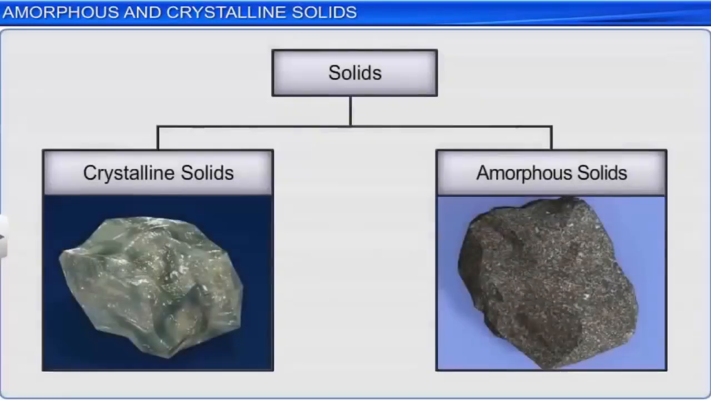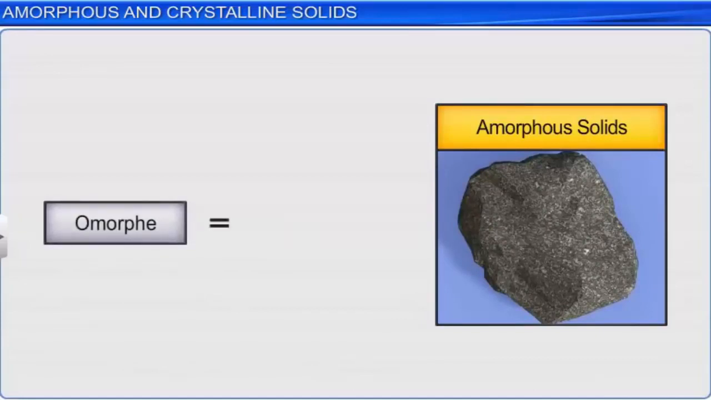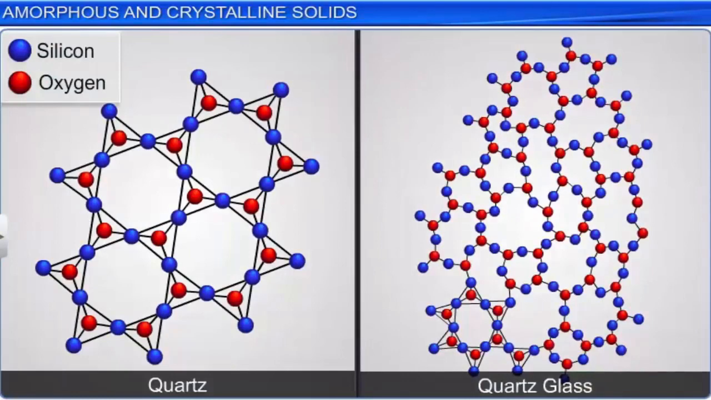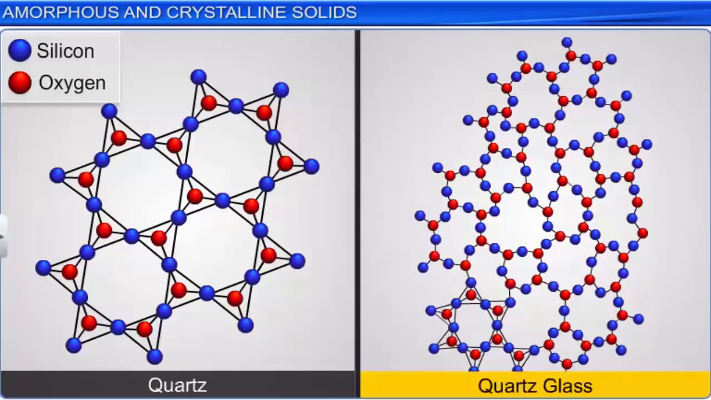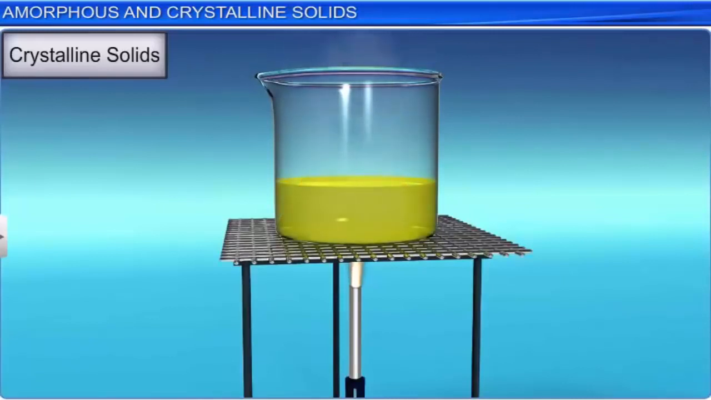Now let's discuss amorphous solids. The term amorphous has been derived from a Greek word, omorph, which means shapeless. An amorphous solid consists of a number of constituent particles arranged in a random manner. Thus, amorphous solids do not have any definite geometry. There is short-range order, which means that there is an irregular arrangement of particles that repeats itself to a certain extent only. Glass, rubber, and plastics are examples of amorphous solids.